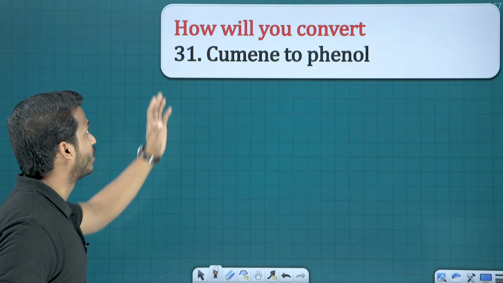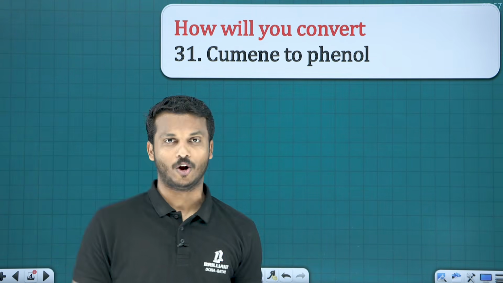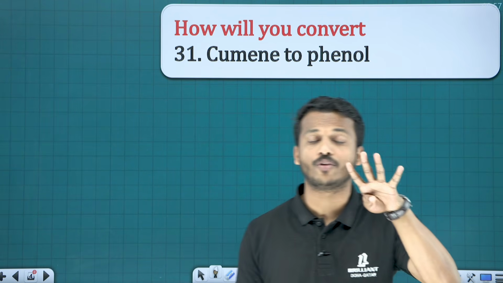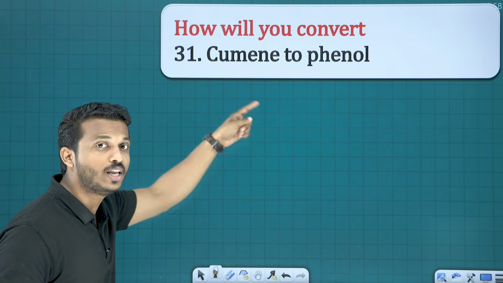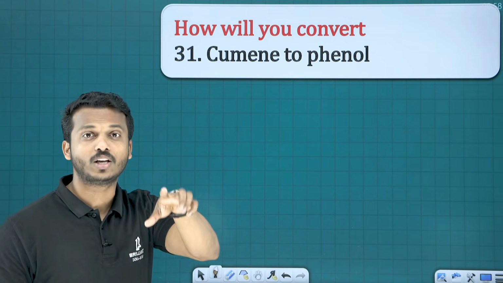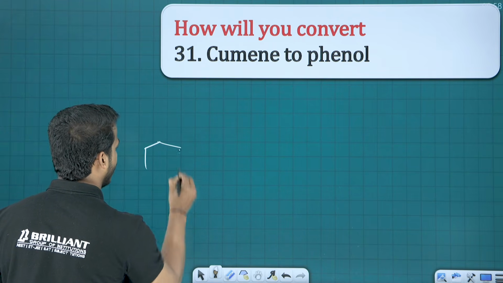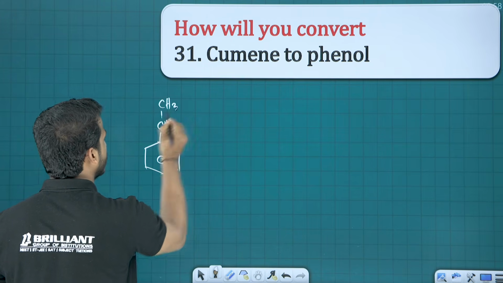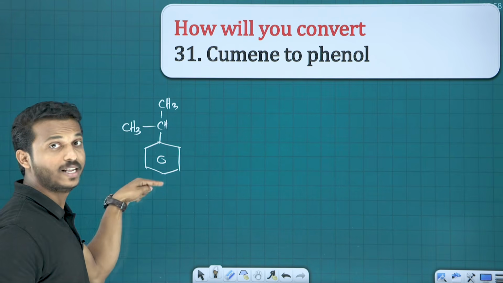So question number 31 for you, a direct question: cumene to phenol. You studied around 4 preparations of phenol in your chapter alcohols, phenols, ethers. What is cumene? Cumene is isopropyl benzene. There is an isopropyl chain which is present on a benzene ring. This is called cumene, isopropyl benzene.